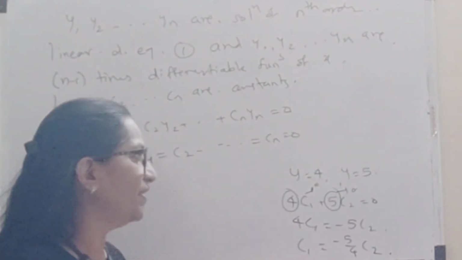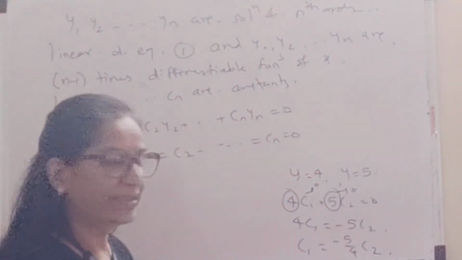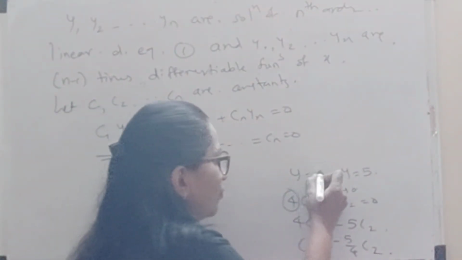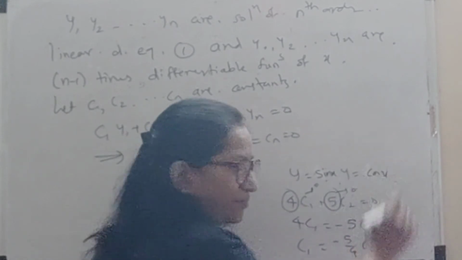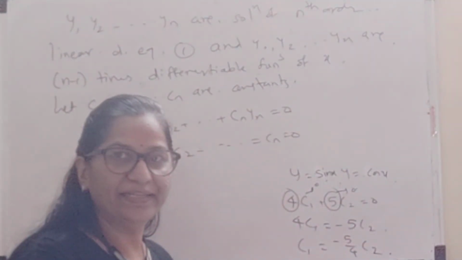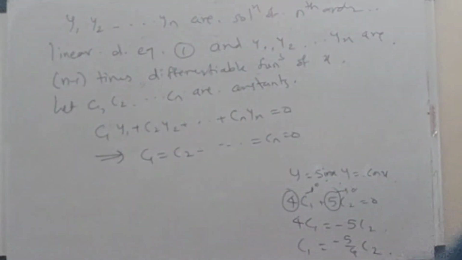Now, any example of linearly independent solutions? Take the previous example. Suppose y is equal to sin x and y is equal to cos x. Are they linearly independent? We'll check it.